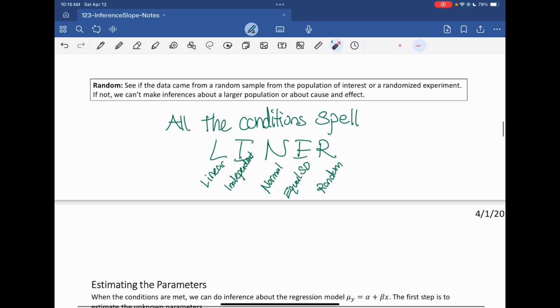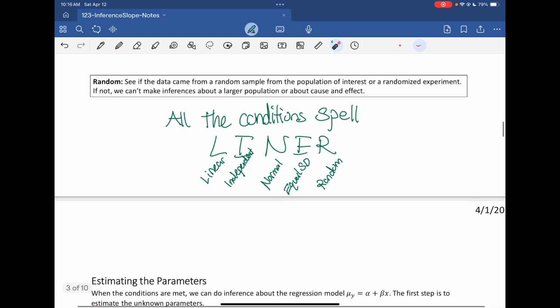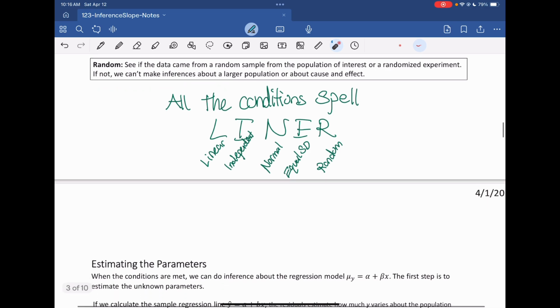Random is easy. Is the sample taken randomly? Yep. And that's it. So all the conditions actually spell an acronym that I find easier to remember, and it's LINER. LINER, we love acronyms. Linear, independent, normal, equal SD, and random.